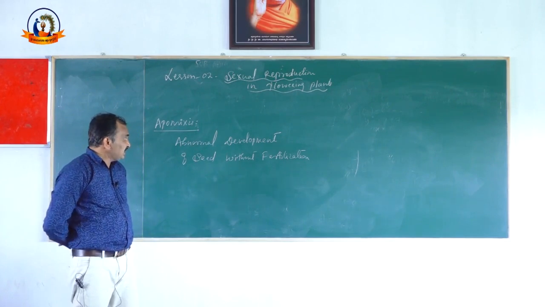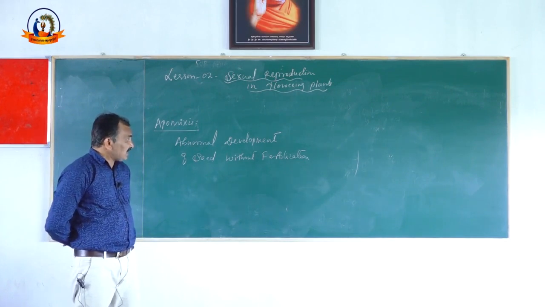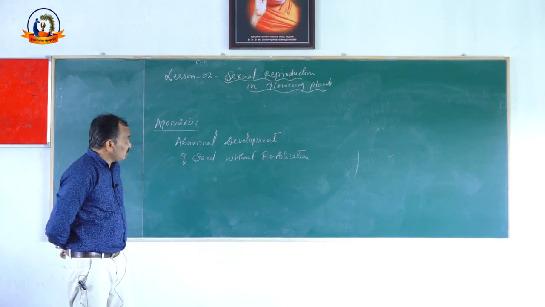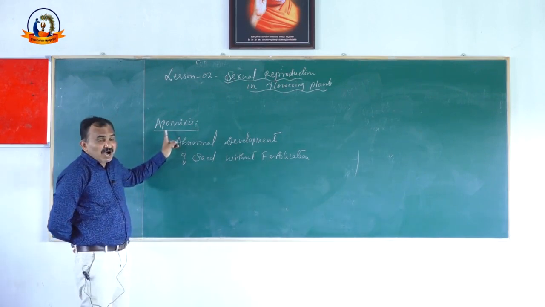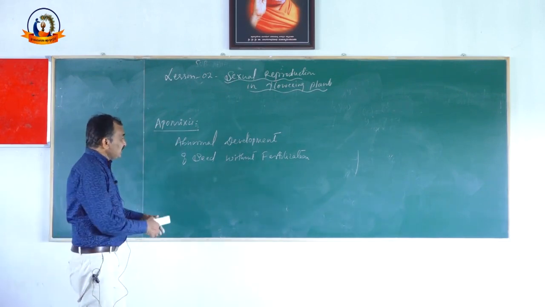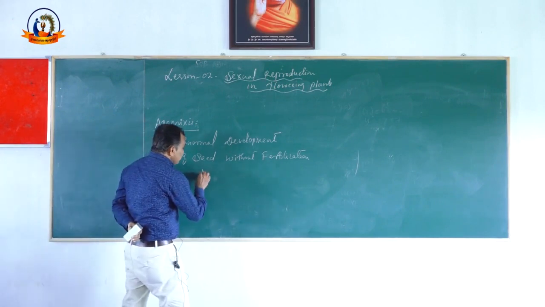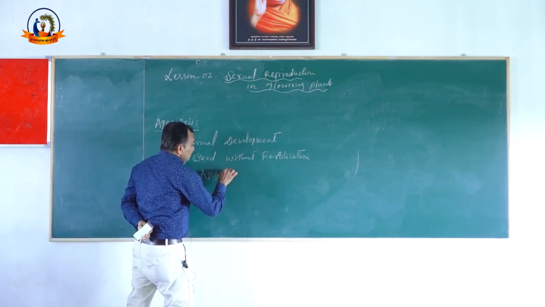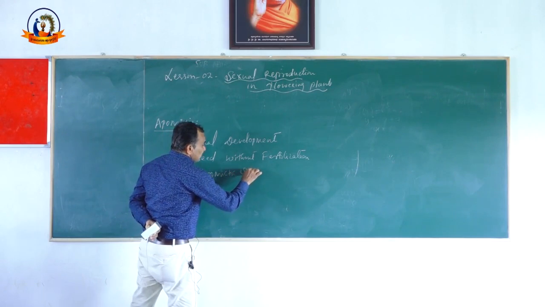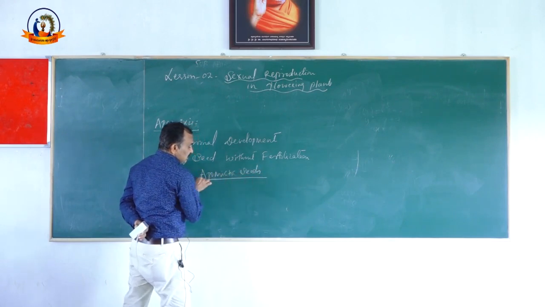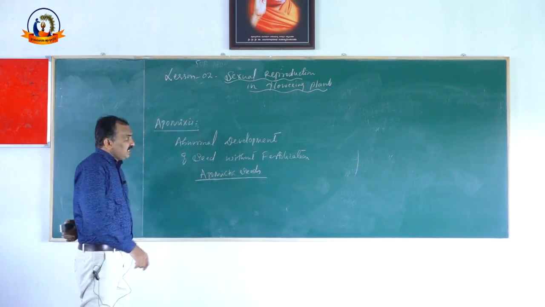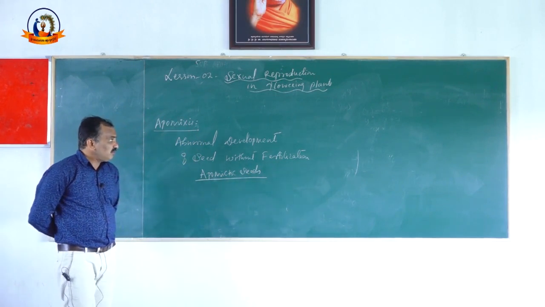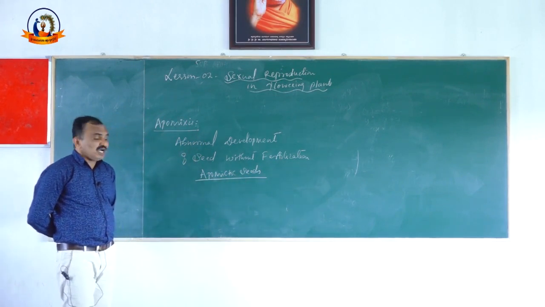In a few cases, there is an abnormal development of seed without fertilization. Such a process is called apomixis, and the seeds are called apomictic seeds. Abnormal development of seed without fertilization is apomixis.